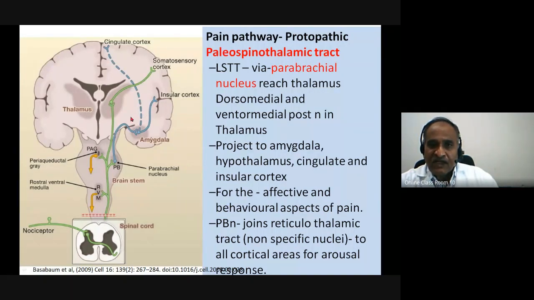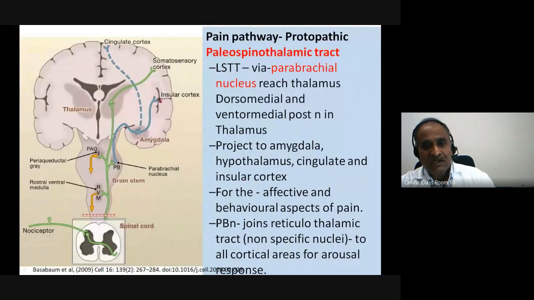These lateral spinothalamic tract projections as a paleospinothalamic tract reach the dorsomedial nucleus of the thalamus. This dorsomedial nucleus of the thalamus is relayed into the cingulate cortex. This is cingulate cortex here. And it also relays into the ventromedial posterior nucleus of thalamus that is relayed into the insular cortex. So these parabrachial outputs, they project to amygdala, hypothalamus, cingulate, and insular cortex.